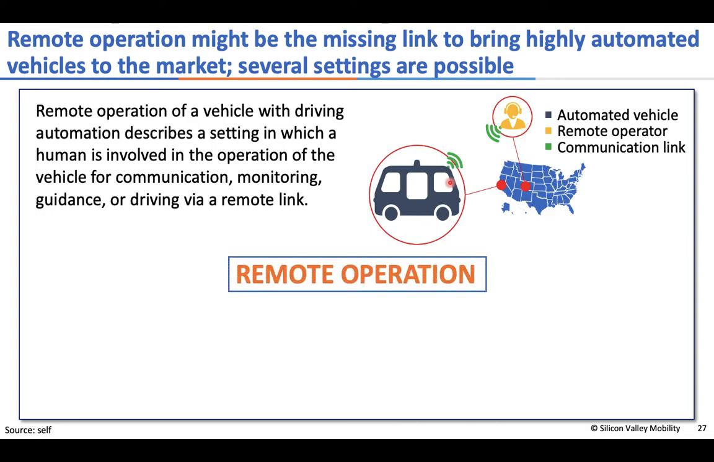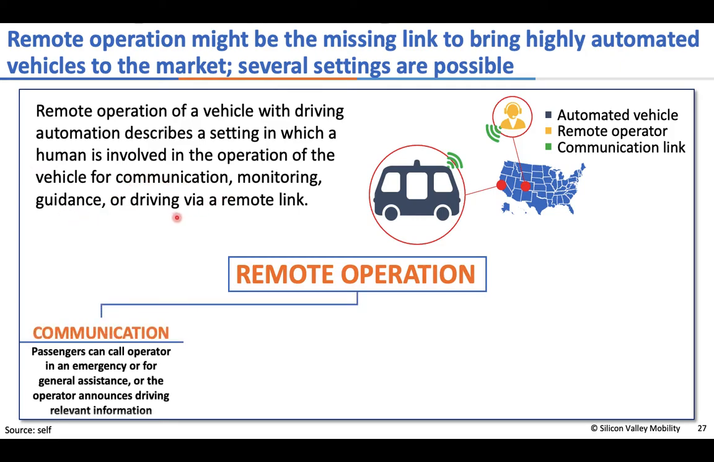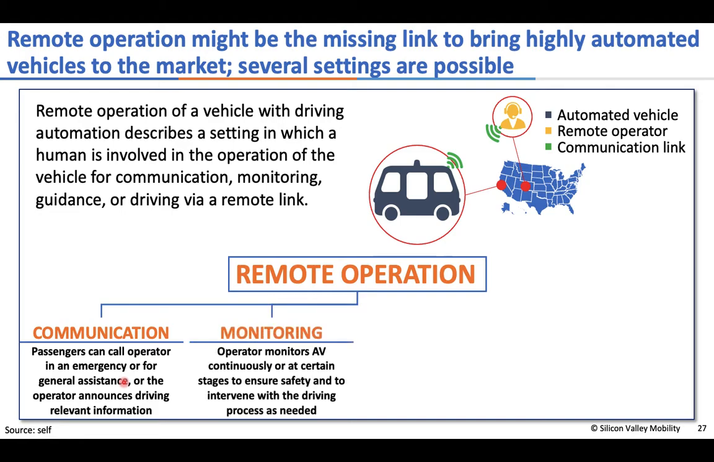And so what this is, according to this, your communication, monitoring, guidance, and driving. Communication would be to be in touch with the passengers of those vehicles for an emergency, but also general assistance like, all right, we're slowing down a little bit because there's trouble ahead, nothing to worry about. That might be important to communicate with the passengers of a self-driving car.